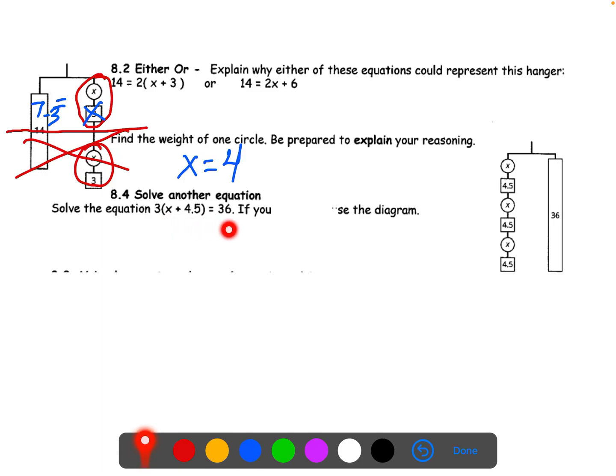It gives us another equation. It wants us to use the diagram if we choose. We don't have to. So we could solve this. We could use distributive property because we have 3 times these two values here. So we're going to have 3 x's and 3 4.5s, and that certainly is evident here in the diagram, or 3 groups of x plus 4.5. So we have 3 x's in total and 3 4.5s in total.